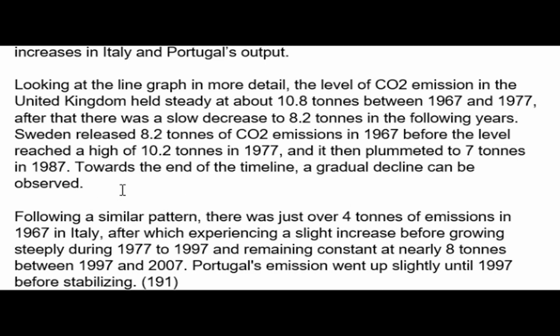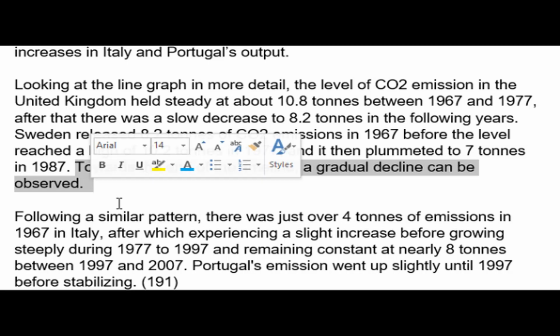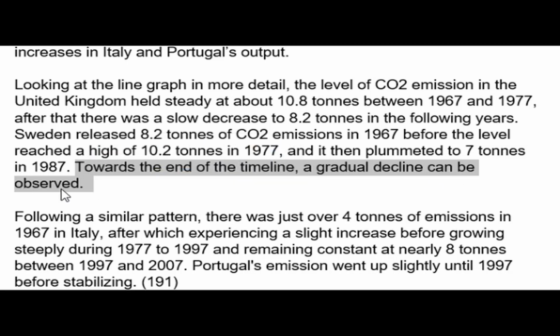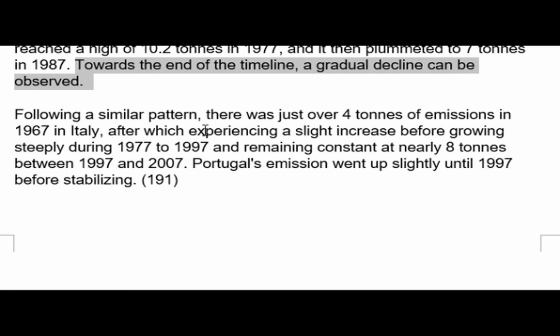7 tons in 1997. Towards the end of the timeline, a gradual decline can be observed. Ooh, I do like this sentence. Can be observed. What a nice word to use, observed. Alright, following a similar pattern, there was just over 4 tons of emissions in 1967 in Italy. Following a similar pattern. Similar to what?